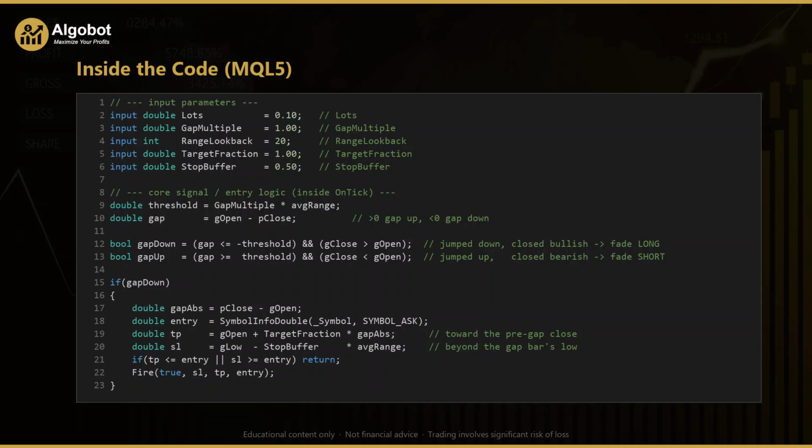TargetFraction controls how far back toward the pre-gap close the take-profit reaches, where 1 means the full fill and a smaller value books a partial fill. Stop buffer sets how much breathing room the stop loss gets beyond the gap bar's extreme.